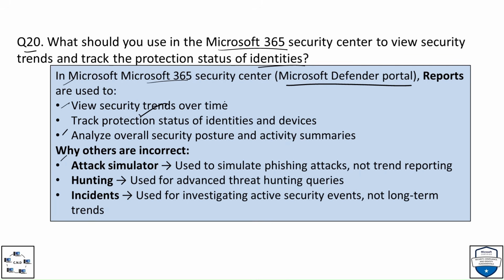And the explanation is, in Microsoft 365 Security Center, that is the Microsoft Defender portal, reports are used to view security trends over time, track protection status of identities and devices, and analyze overall security posture and activity summaries. So why are the other options incorrect? Attack Simulator is used to simulate phishing attacks, not trend reporting. Hunting is used for advanced threat hunting queries, and incidents are used for investigating active security events, not long-term trends.